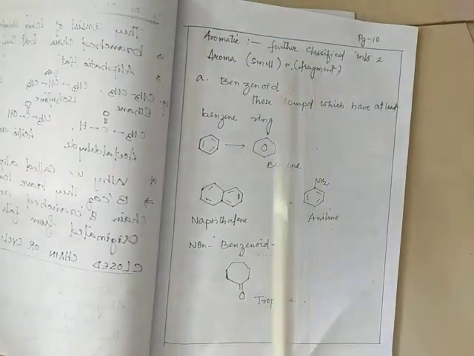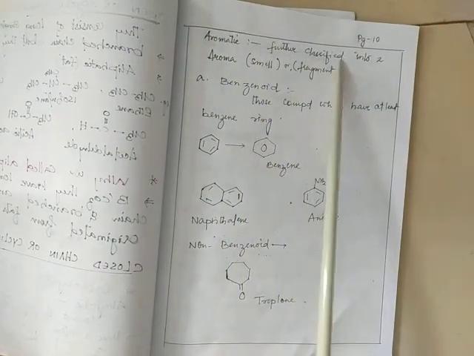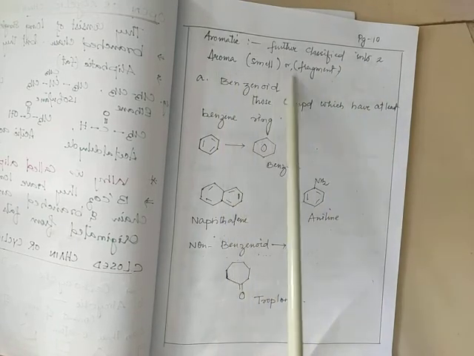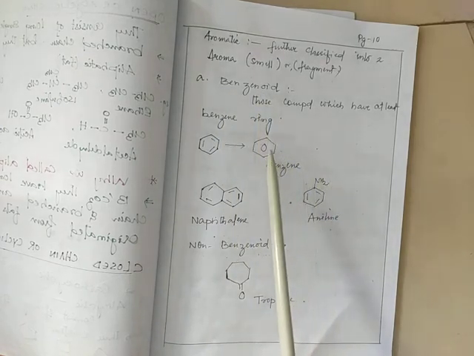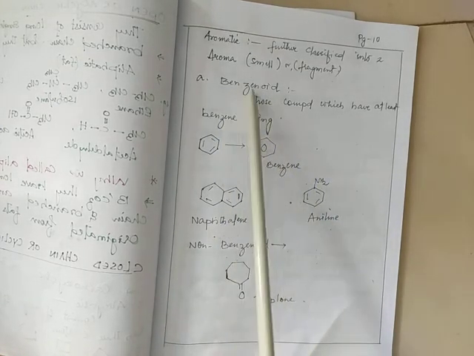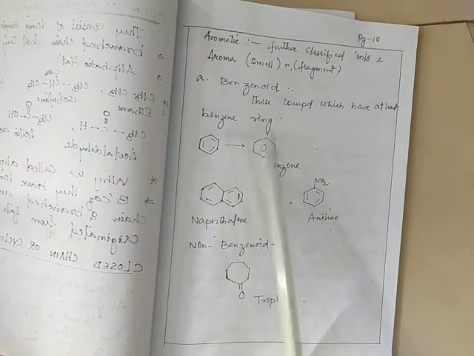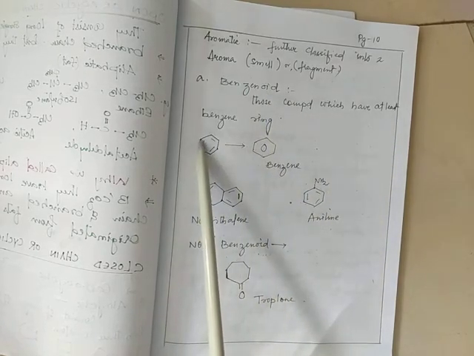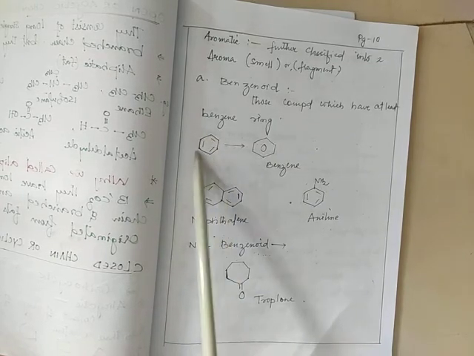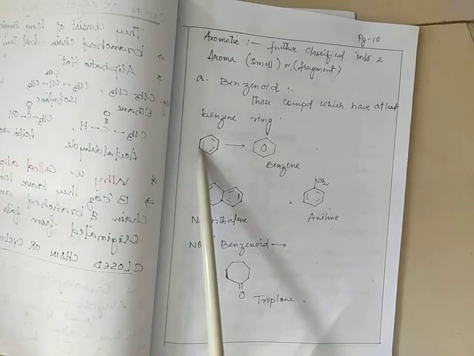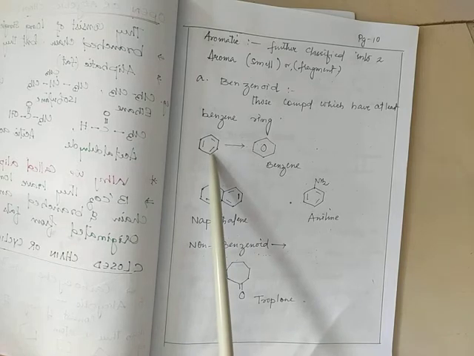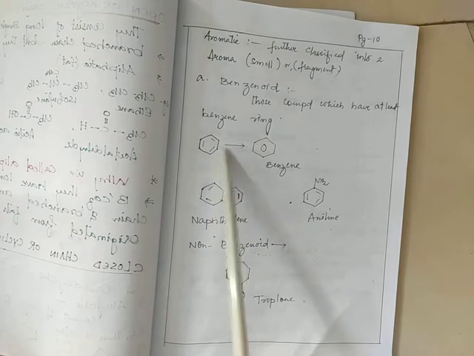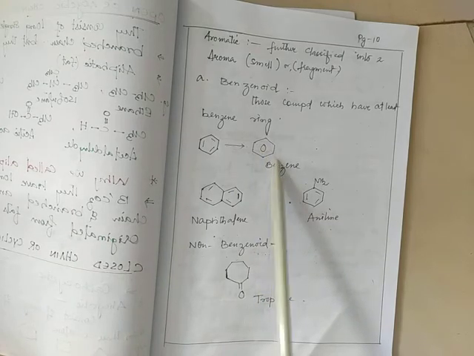Now aromatic is further classified into 2 types: benzenoid and non-benzenoid. Let's see the benzenoid: those compounds which have at least one benzene ring. Here we see the structure. There are 6 carbons, and in alternate positions there are double bonds, so we call it benzene. We can also write benzene in this way, this is also a benzene.